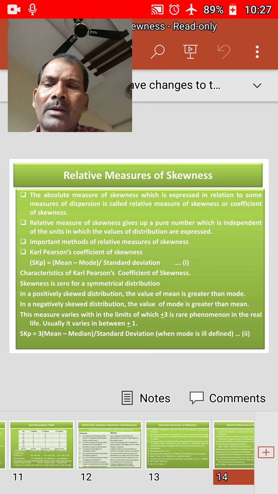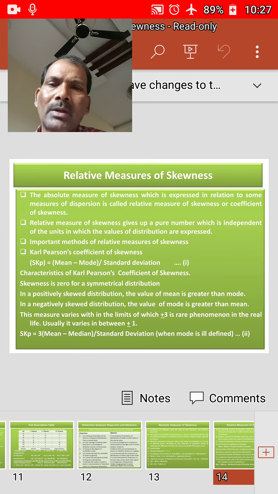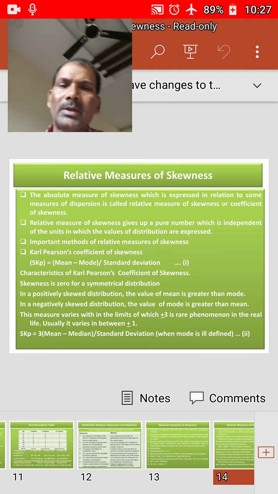There are four important methods of relative measures of skewness. The Karl Pearson coefficient of skewness, Bowley's coefficient of skewness, Kelly's coefficient of skewness, and measures of skewness based on moments. We will discuss here Karl Pearson and Bowley's. First, we will see the introduction, and in the next class, we will go with the numerical problems of continuous series of Karl Pearson coefficient. First, we will see Karl Pearson coefficient of skewness.